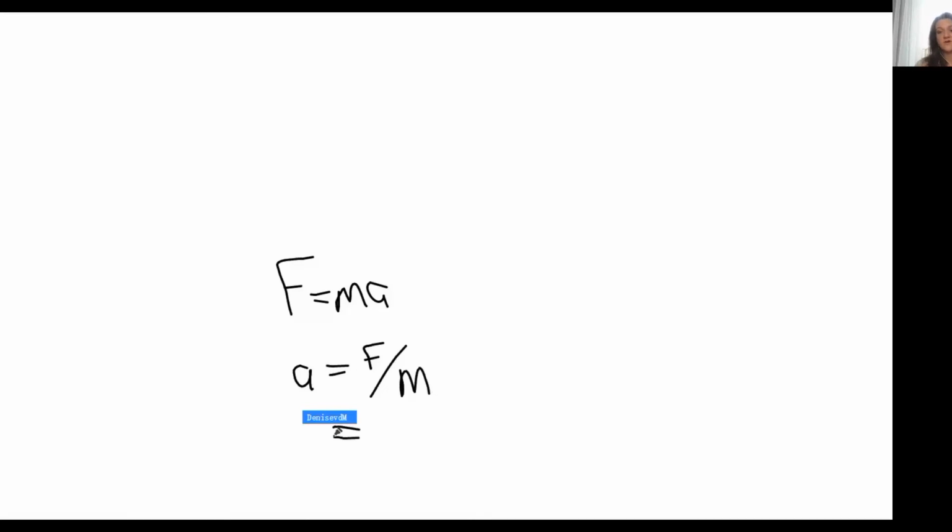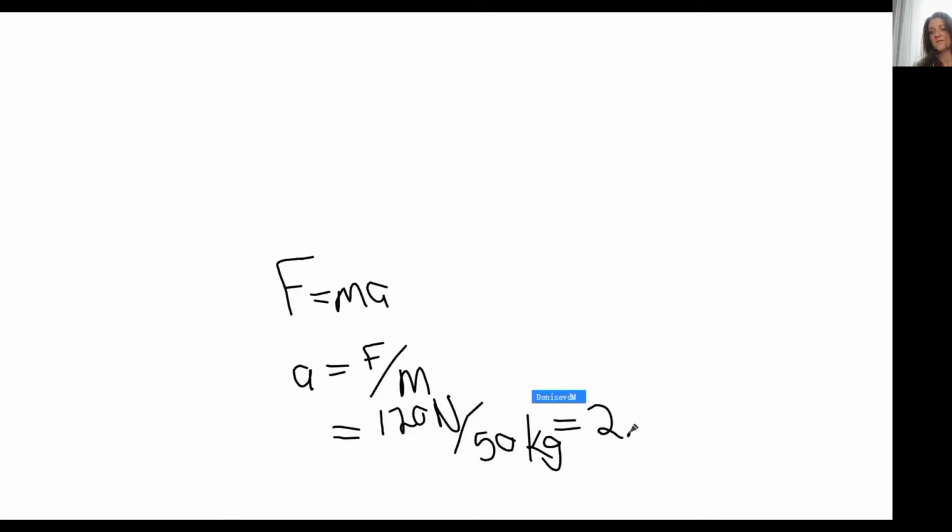When you have F divided by M, F will be the force that you applied. Let's say we applied 120 newtons divided by the mass. The mass was 50 kilograms. This will give us a value of 2.4 meters per second squared. And if you don't know how to calculate forces or acceleration, please refer to one of the previous videos where we covered that.